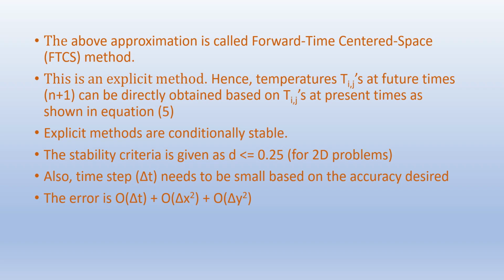Hence, temperatures T_ij at future times n+1 can be directly obtained based on T_ij at present times, as shown in equation 5. Explicit methods are conditionally stable. The stability criterion for this problem is given as d should be less than or equal to 0.25 for 2D problems. Also, the time step ΔT needs to be small based on the accuracy desired. The error is of the order of ΔT plus the order of Δx² plus the order of Δy².